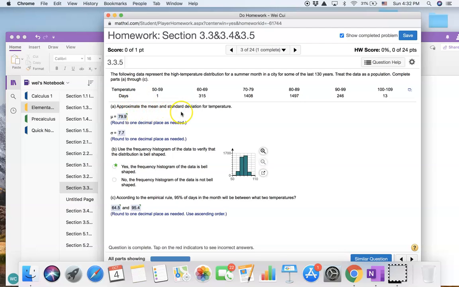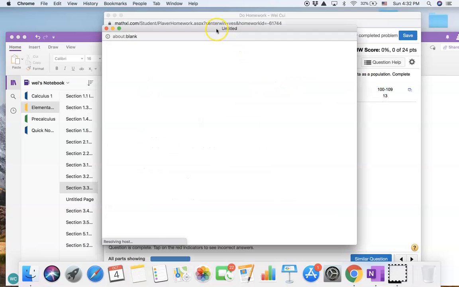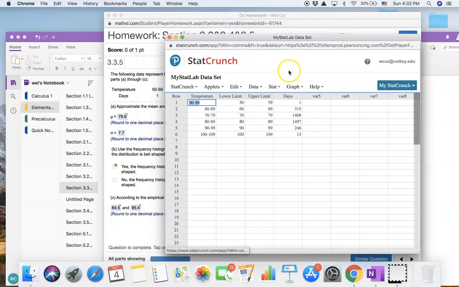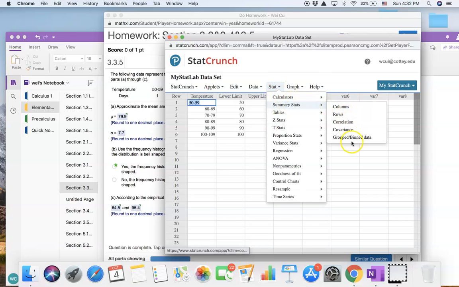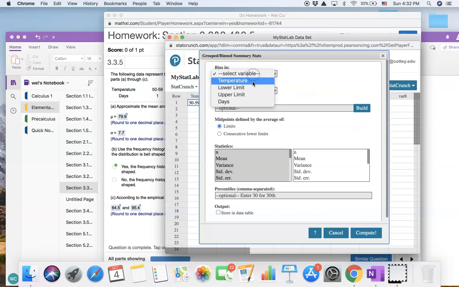All right. So here, again, we're given group data, and we are asked to find the mean and the standard deviation. So we open the StatCrunch, and we select the group data. So the column for the class is temperature, and the column for the frequency is days. Okay, we select these two.